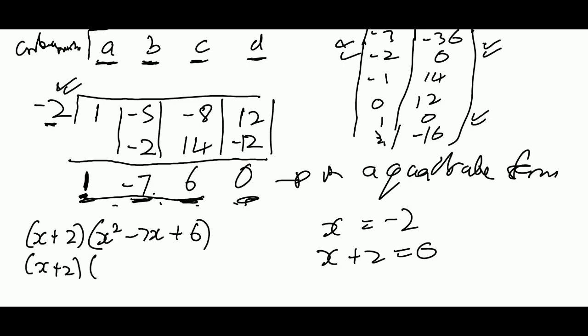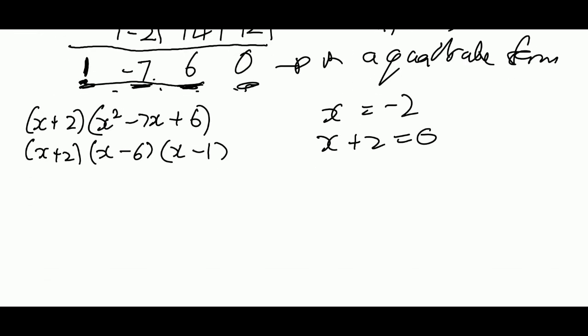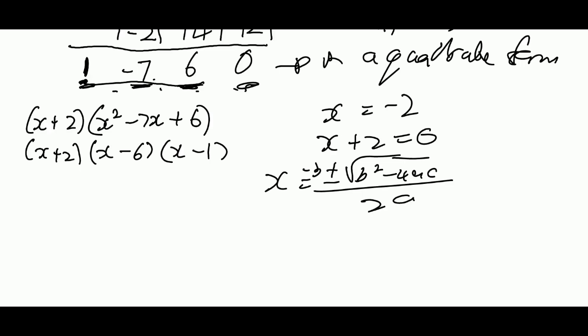Then x squared minus 7x plus 6, you can factorize it. You have x plus 2 times x squared minus 7x plus 6. How do you factorize it? You open 2 brackets. You have x, you have x. Then you have minus 6, you have minus 1. That is how you factorize it. If you don't know how to factorize it, you can just go to the quadratic formula. Your quadratic equation says x is equal to negative b plus minus root b squared minus 4ac all over 2a. You can use it if you don't know how to factorize. So in this case, we can see that our solution is x is equal to -2, or x is equal to 6, or x is equal to 1.